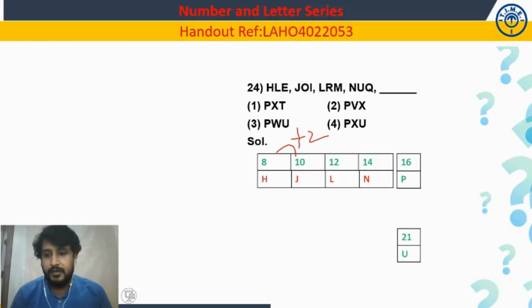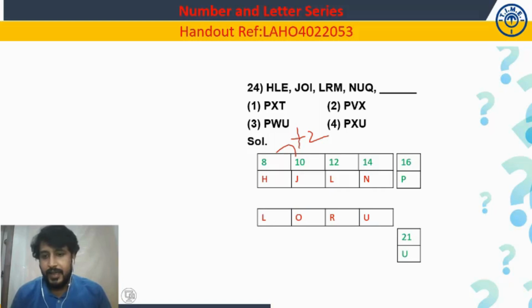All the options are starting with P. So we cannot decide the logic. Now go ahead with the second set of letters. What are the second set of letters? L, O, R, U. Second set of letters are L, O, R, U.